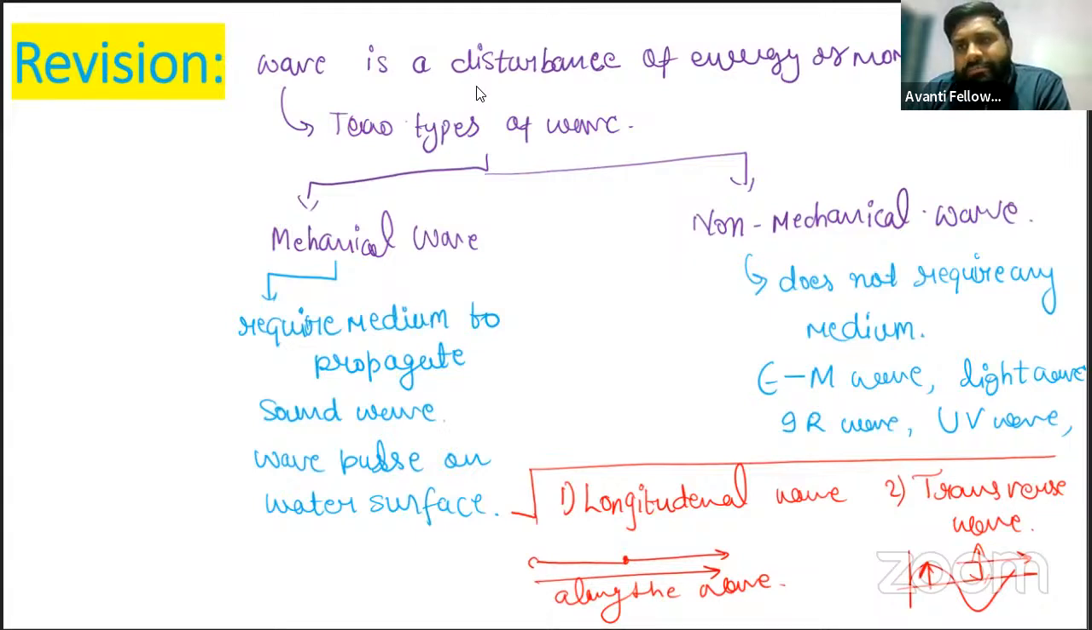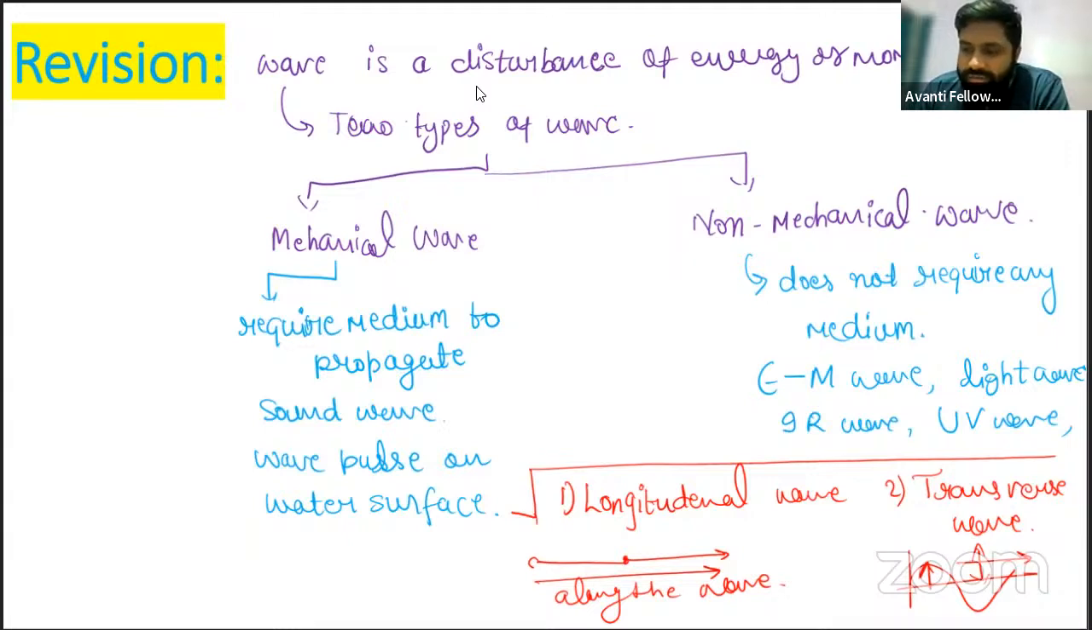What is a mechanical wave? That which requires a medium to propagate, like water waves. When you drop a stone in a pond, the water ripples that form on the surface are mechanical waves because they require a medium to travel. Okay. But a non-mechanical wave does not require any medium to travel.